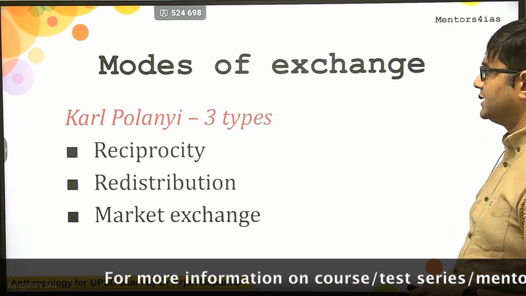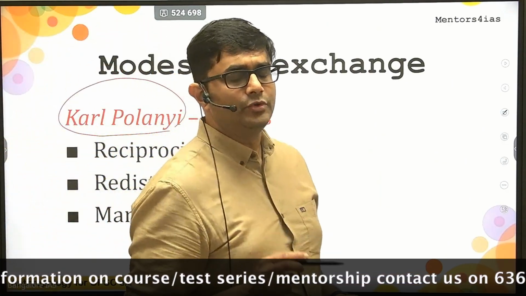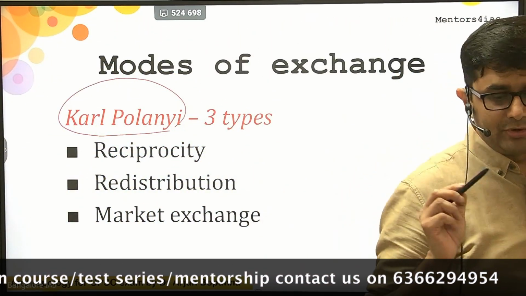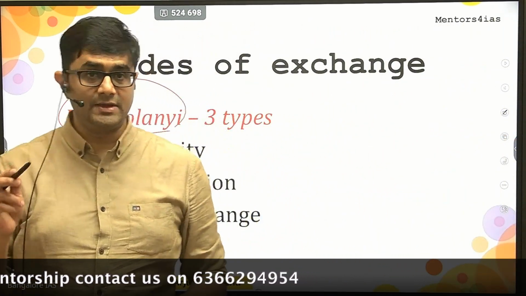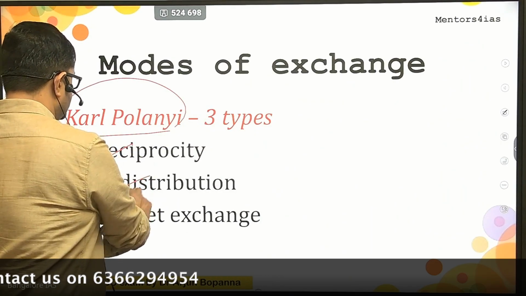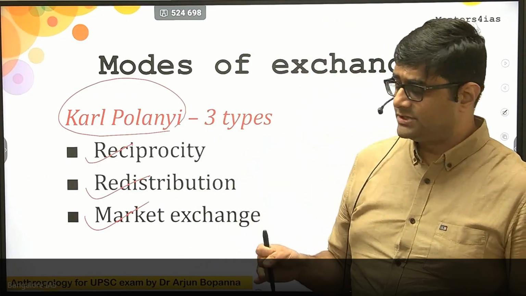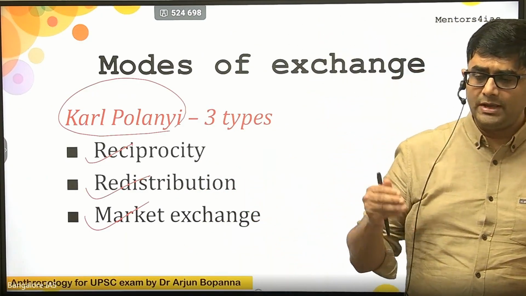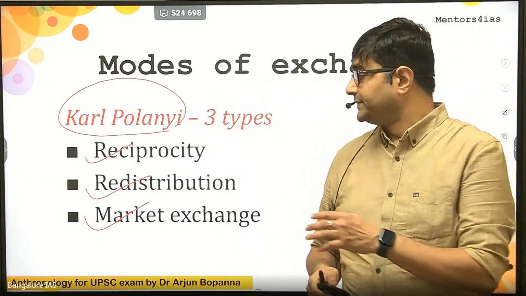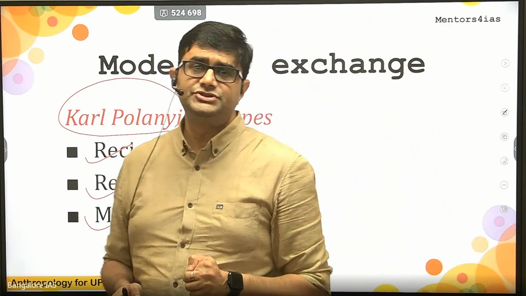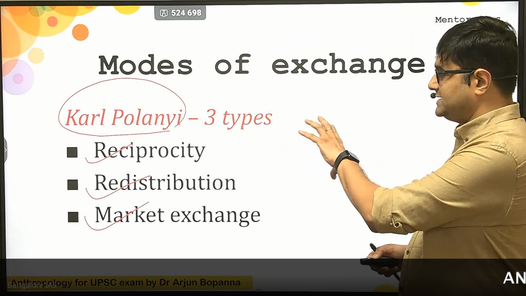So let's have a look at the different modes as given by Karl Polanyi. He's one of the anthropologists who has contributed towards economic anthropology. He has analyzed different societies, and he has classified the different types of exchange into reciprocity, redistribution, and market exchange. So please remember these three things: reciprocity, redistribution, and market economy. Very important topic, because knowing this, other things also become easy in economic anthropology. We touched upon this when we did the kinship chapter, and when we did political anthropology also. So we will do this in detail here.